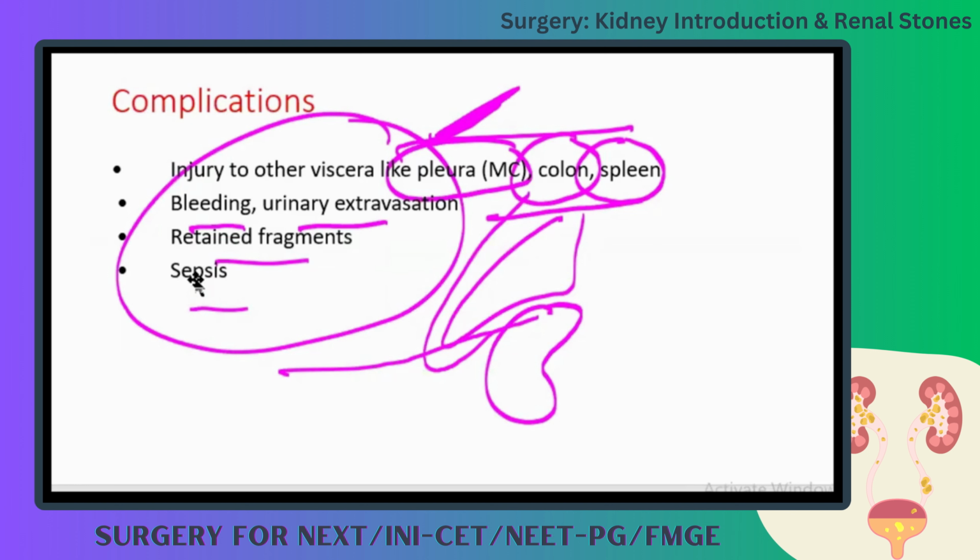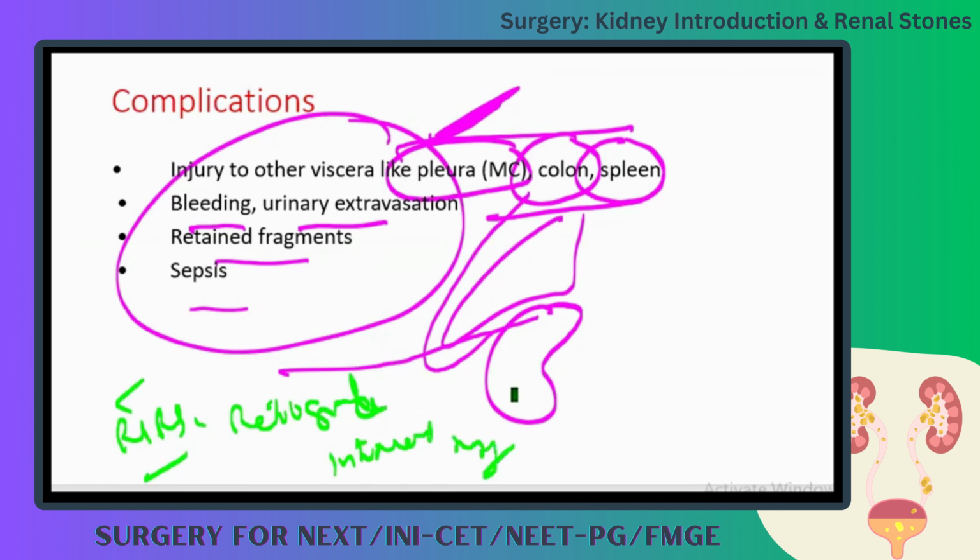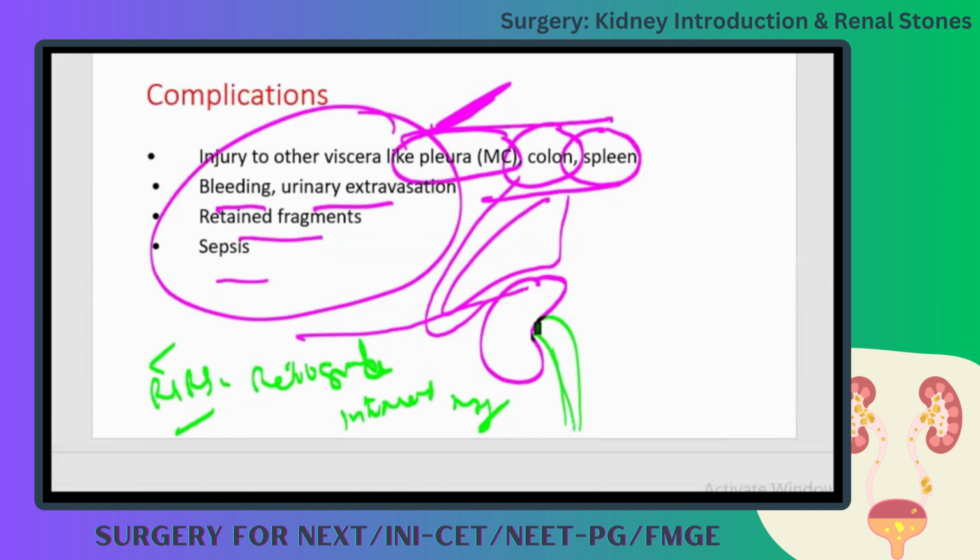Yes, sir. Finally, RIRS. RIRS is retrograde intrarenal surgery. Just remember the name. Here, there is no need to make a hole in the kidney. We just pass a laser scope from below, and we fragment the stone using laser. So this is the third modality, laser. Retrograde intrarenal surgery.